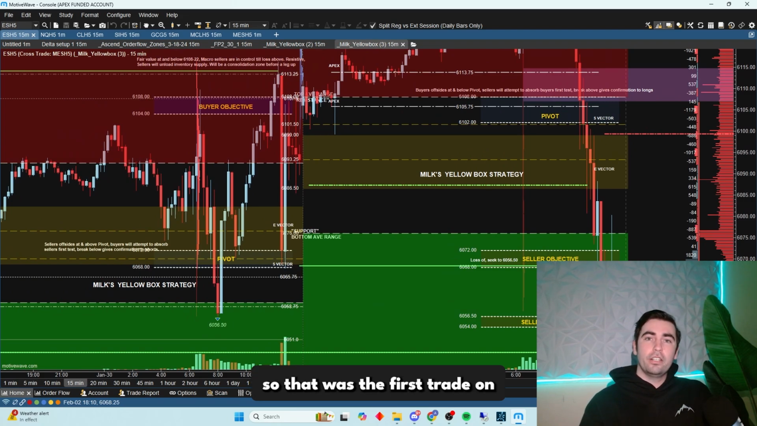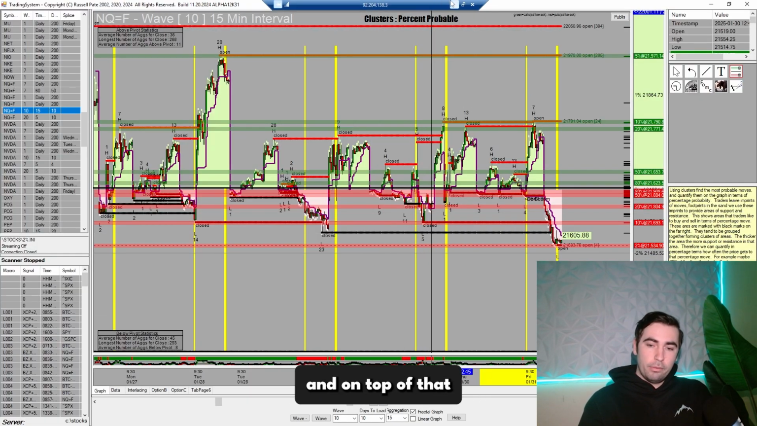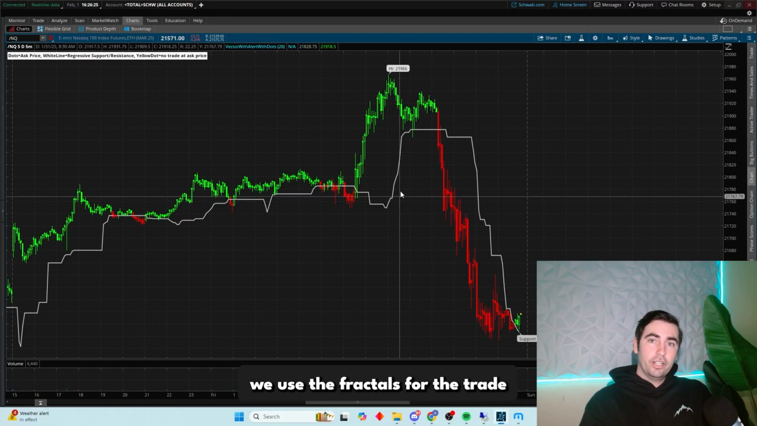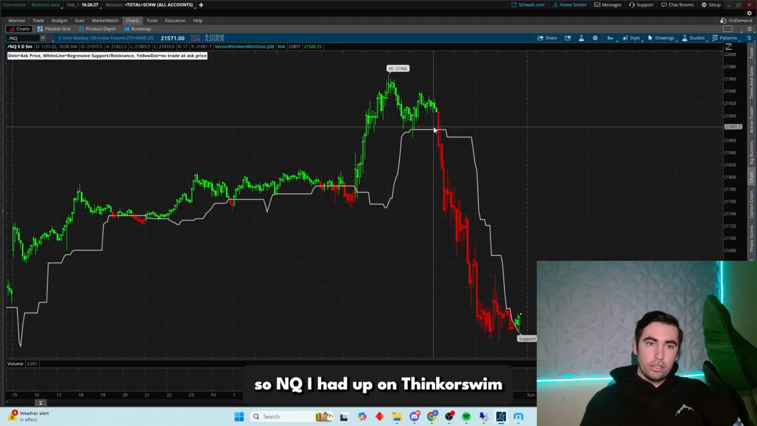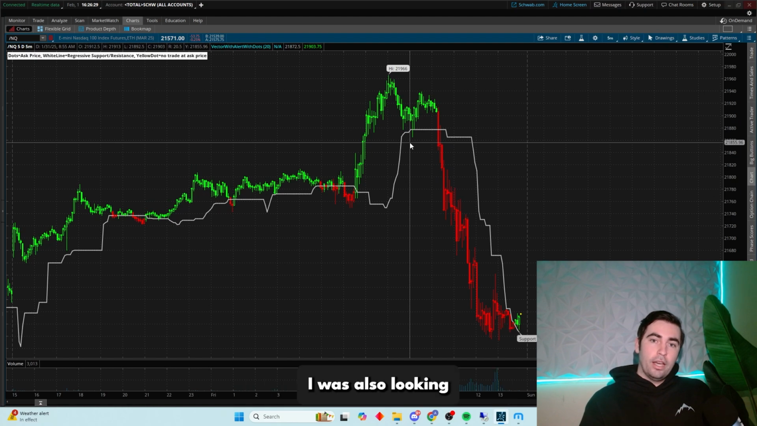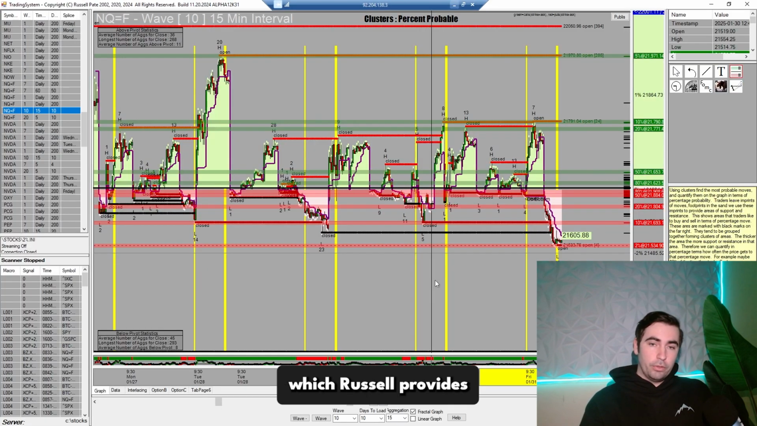So that was the first trade on ES. Very simple, using this chart. The zones played perfectly. Then on top of that, I used the fractals for the trade I took on NQ. So NQ I had up on Thinkorswim. I was also looking at the vector script, which Russell provides.